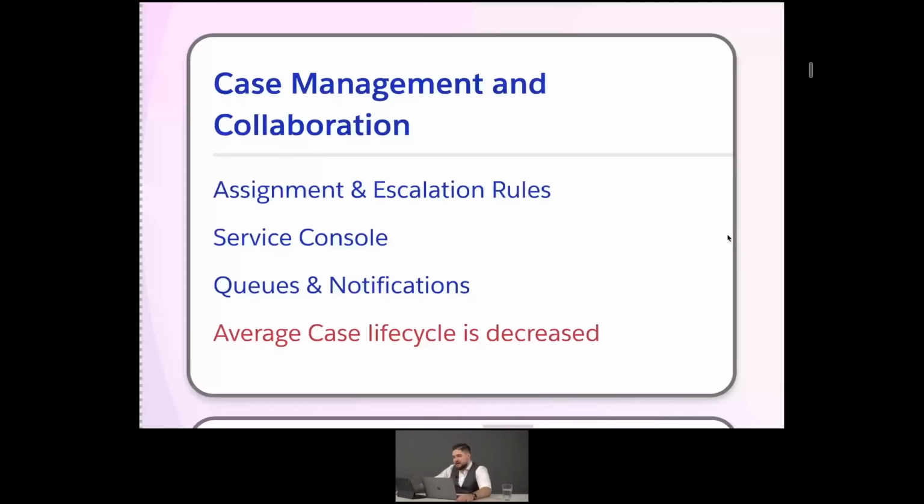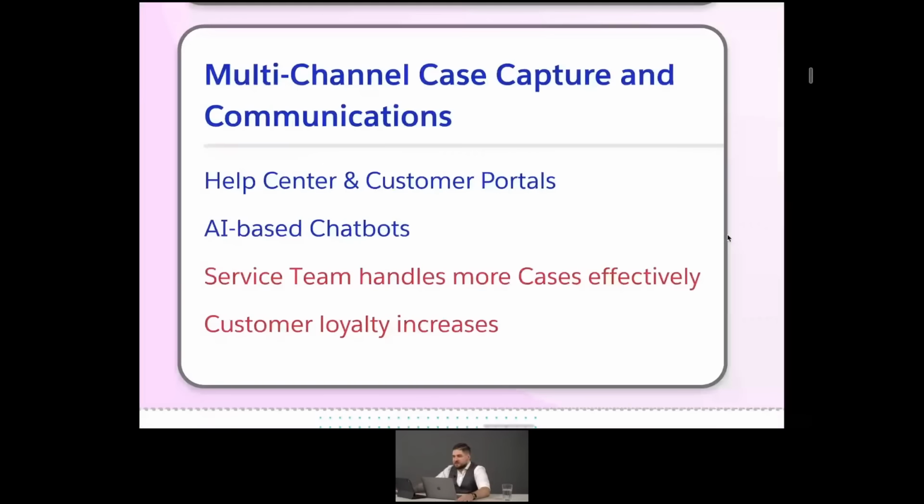The next one is multi-channel case capture and communications. It consists of help center, customer portals, and AI-based chatbots. Using this functionality, we can gain the following things, like customers and prospects are able to place an inquiry using a preferred channel, something really easy for them to use, or something they used to work with. Customers are notified that their inquiries are being handled, which is very important for engagement of your customers. Service team is able to handle more cases effectively using less resources. That's straightforward. And customers communicate with the company in a preferred way. Their loyalty increases as the result.